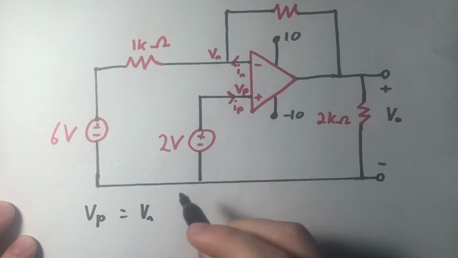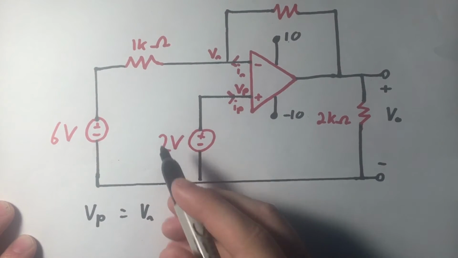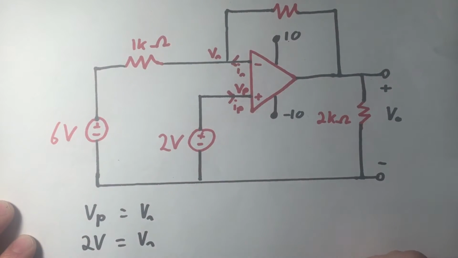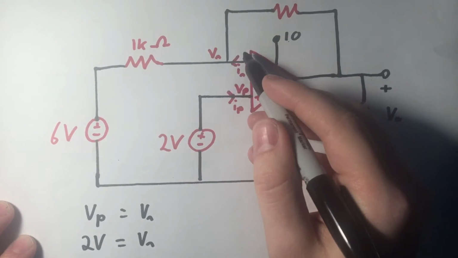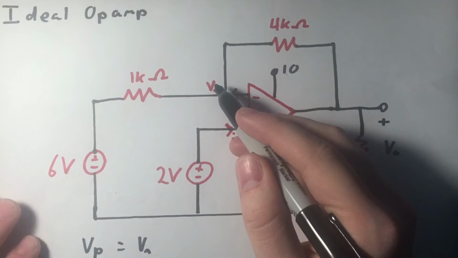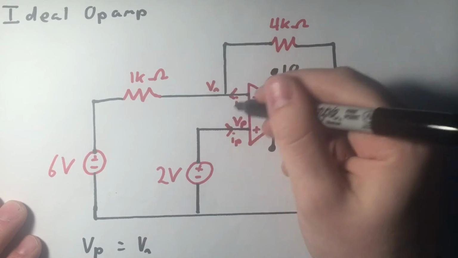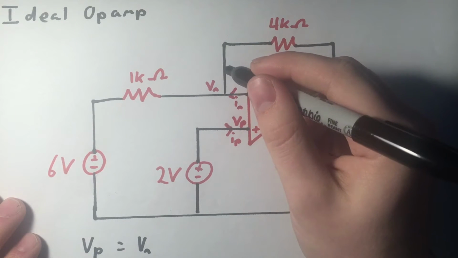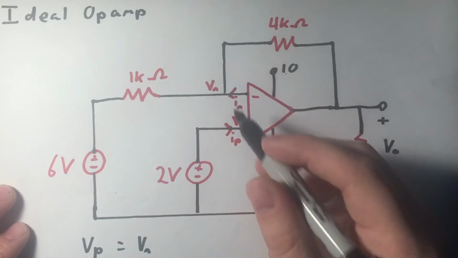Okay, so what is Vp? Well, Vp is 2 volts. So 2 volts is equal to Vn. Right. So now that we have Vn, we can do nodal analysis right here. Okay, so our reference node, or the node that we subtract everything from, is going to be Vn.